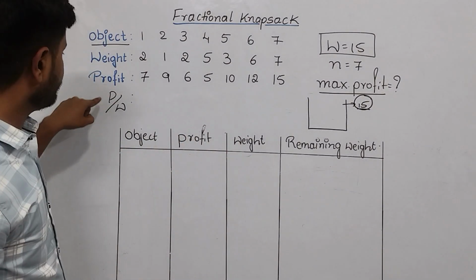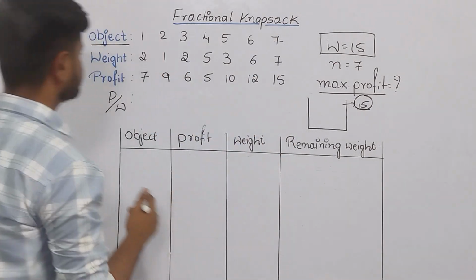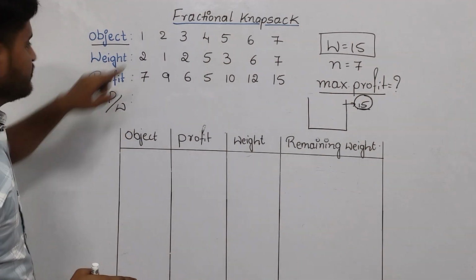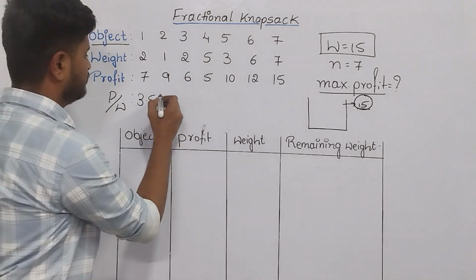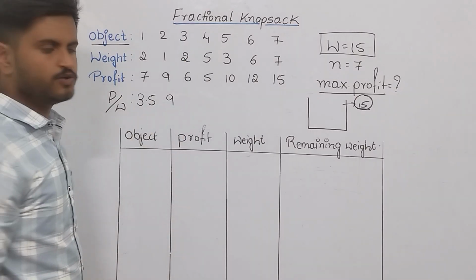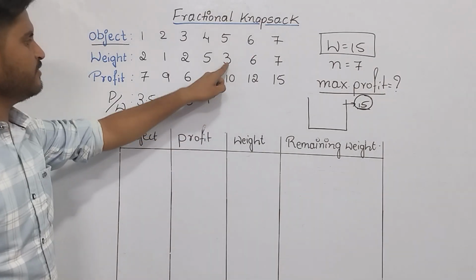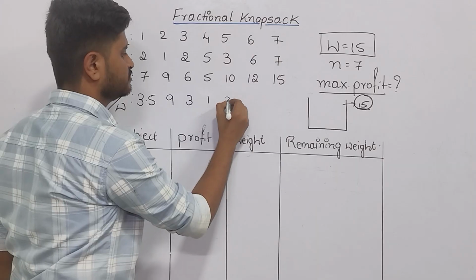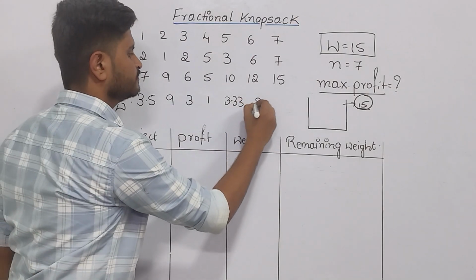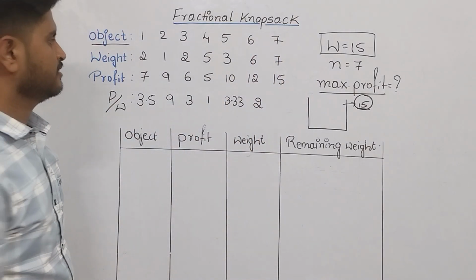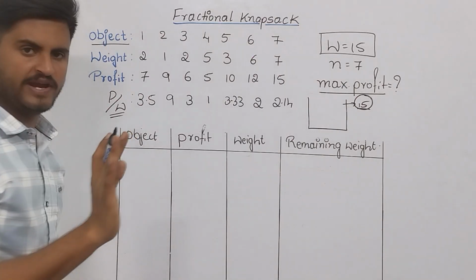So what you must do? Profit by weight ratio. So here you write the profit by weight ratio for each and every object. So profit by weight ratio 7 divided by 2. So 7 divided by 2 will be 3.5. Next 9 divided by 1, that is 9. 6 divided by 2, that is 3. 5 divided by 5, 1. 10 divided by 3, so 3.33. Next 12 divided by 6, 2. 15 divided by 7, 2.14.